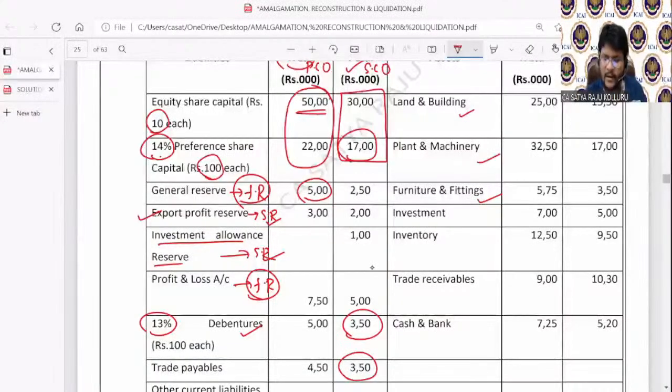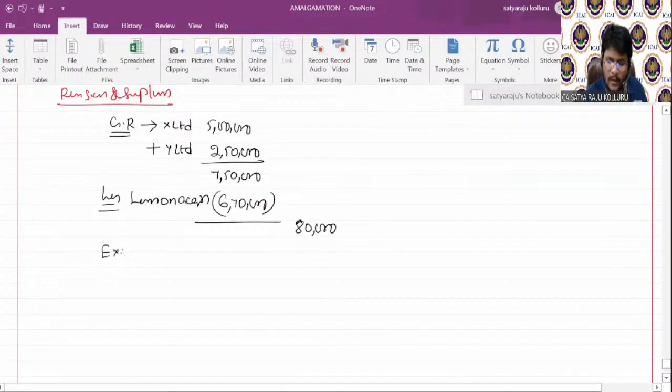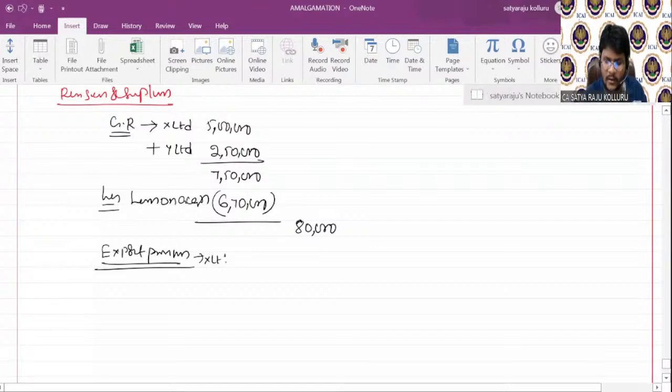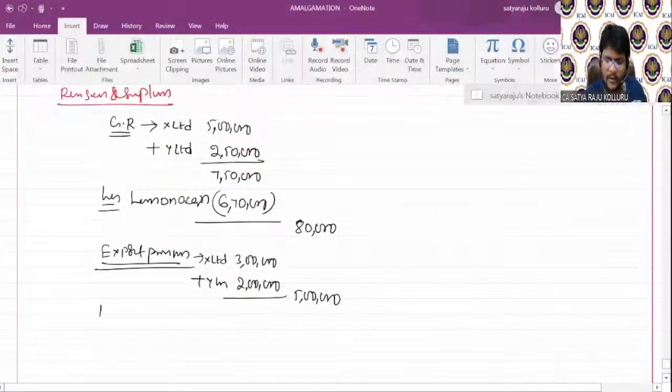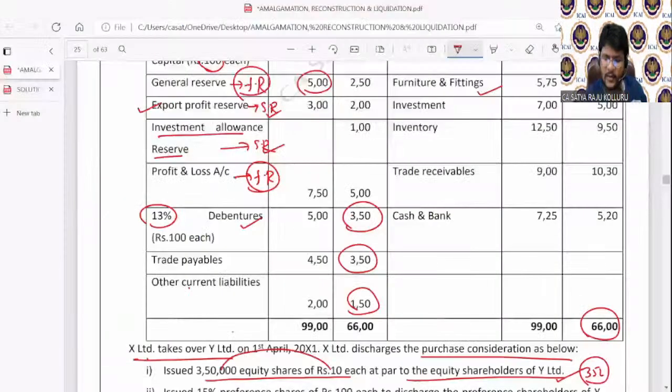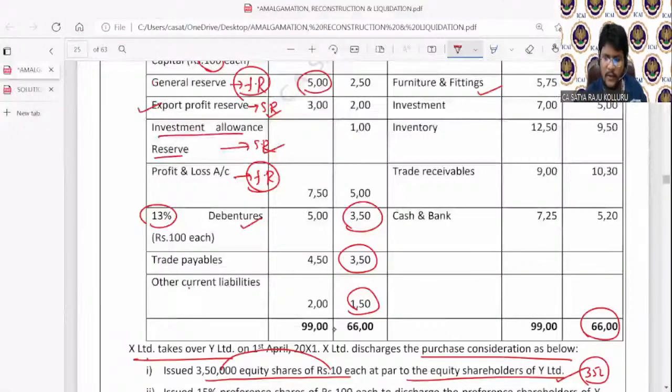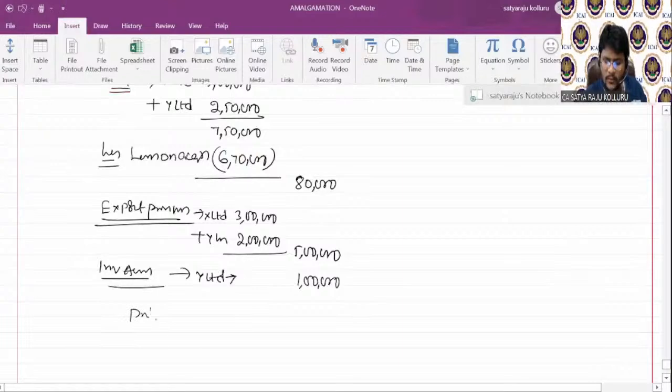Next, after general reserve, the next item is export profit reserve. So which is how much, guys? 3 lakhs for X Limited, plus Y Limited, which is 2 lakhs, total 5 lakhs. After export profit reserve, the next item is investment allowance reserve. Only for Y Limited is there. There is no balance in X Limited books. 1 lakh, which is. So total, you can directly put it under total. So 1 lakh. So the next item is profit and loss account, P&L account.